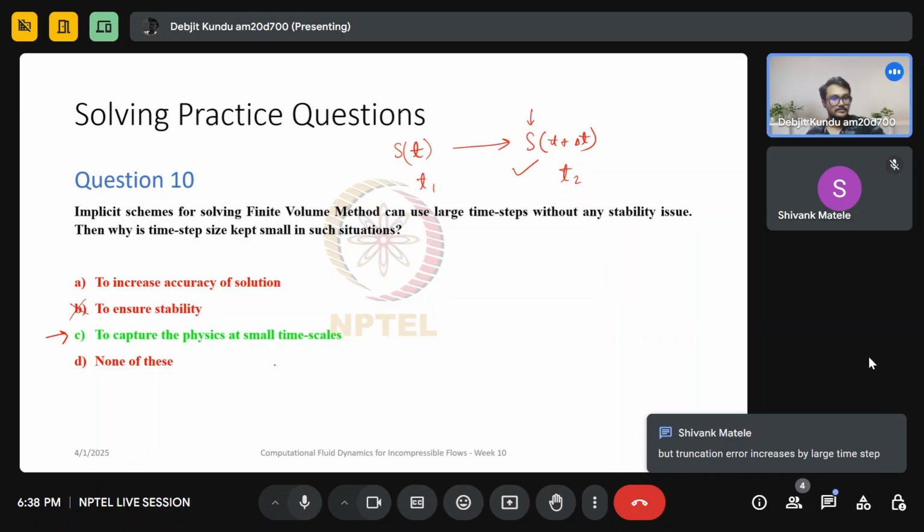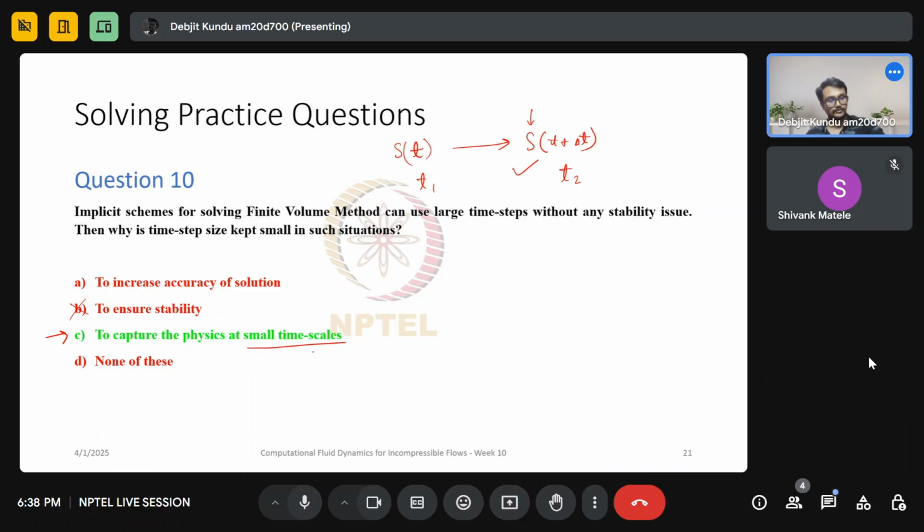The only thing is, if you take a very large time step, then you miss out whatever is going on in the small time scale. So that's the main reason why time step sizes have to be kept small enough to look at how the solution is evolving with time.